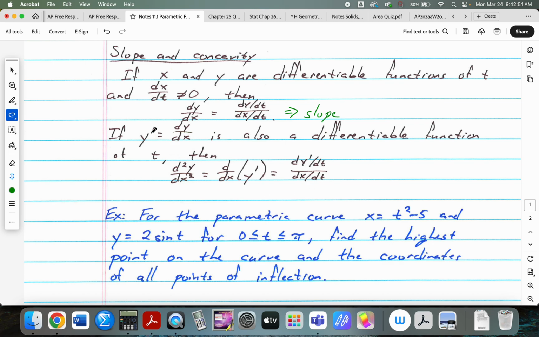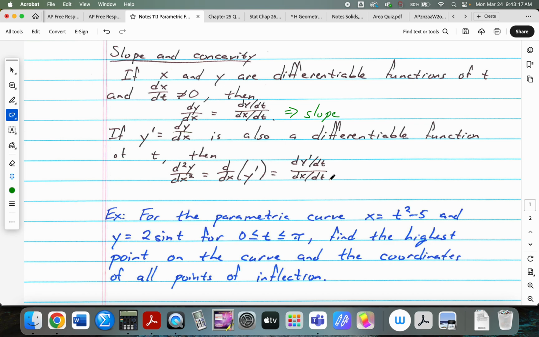Now, if y prime, which is dy/dx, is also a differentiable function of t, then the second derivative of y with respect to x is a derivative with respect to x of y prime. So that is dy prime/dt divided by dx/dt.